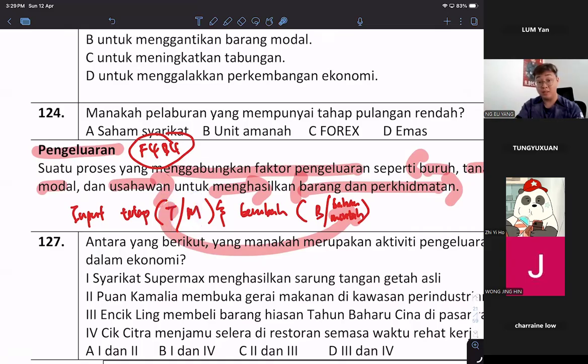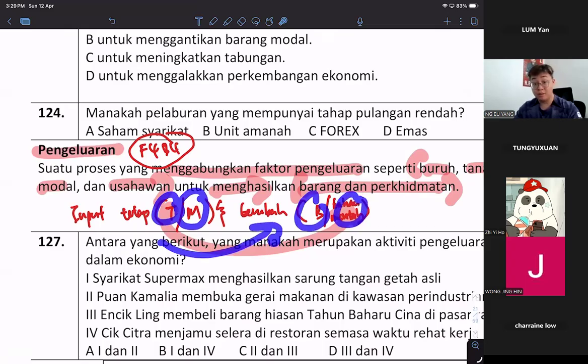But after maybe 1 year, in jangka masa panjang, I have enough time to gather my funds, so I can try to buy 2 hectares of land. Maybe I can try to buy 20 machines. So input tetap does not change in jangka masa pendek, but it does change in jangka masa panjang. Which means in jangka masa panjang, all the tanah, modal, buruh, and bahan mentah are input berubah. Understand?